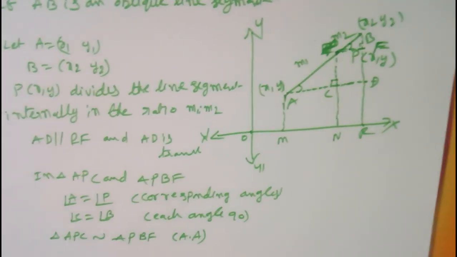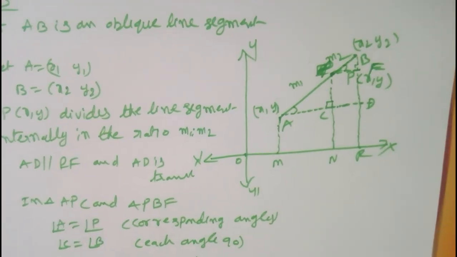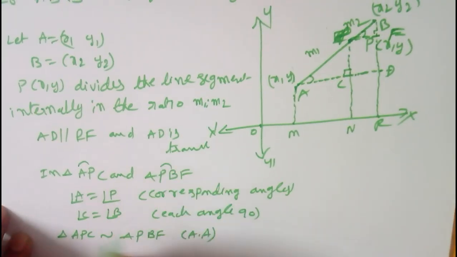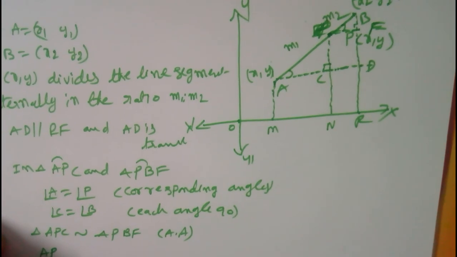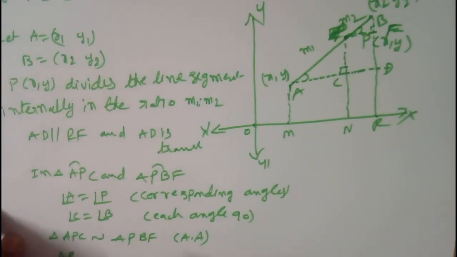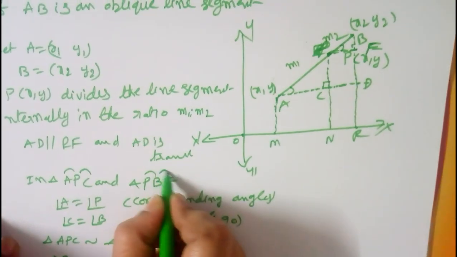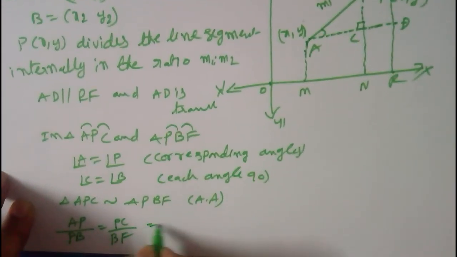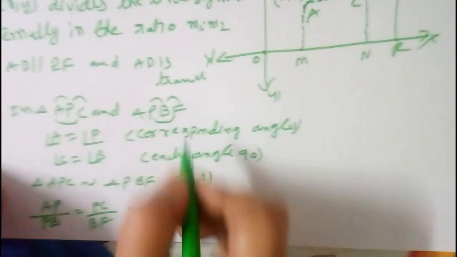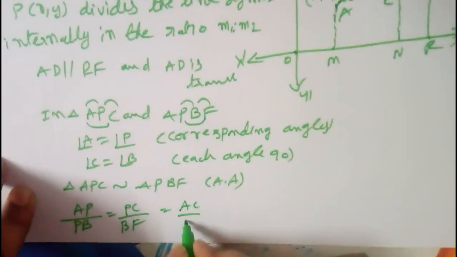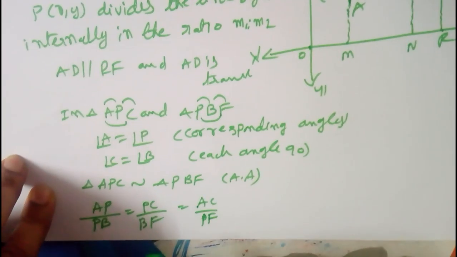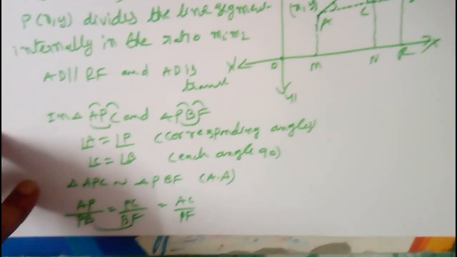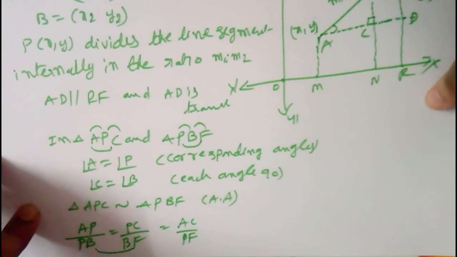If two triangles are similar, then the sides are proportional, you know that. Then AP by PB is equal to PC by BF, then AC by PF. So first I am considering these two: AP by PB is equal to PC by BF.